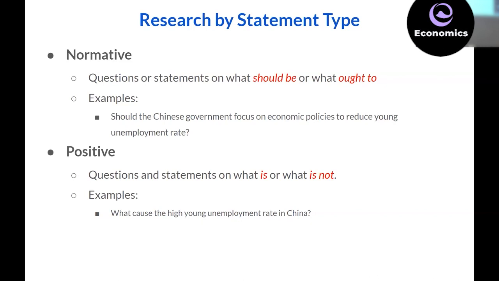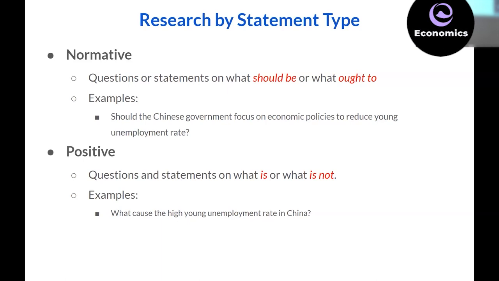So, for example, China now has a really high unemployment rate among young people, more than 20%. The last time the official data came out, the government didn't like the figure and just stopped publishing that statistic. Many people I talk to will say, okay, actually the actual number might be higher. And so what should the Chinese government do? What should it focus on in economic policy to reduce youth unemployment, instead of picking a fight with everyone else in the world? So those are normative questions.